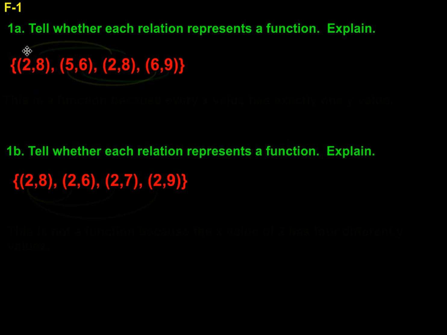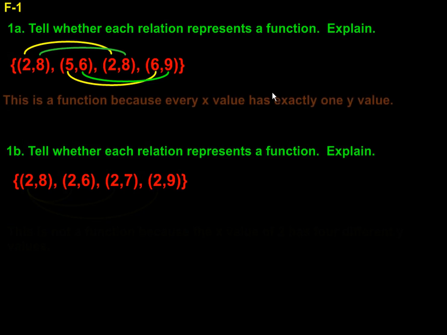So I notice immediately that for my x's that are 2, in order for this to be a function, my y's would have to be the same exact numbers, and they are. So the 2, 8 and the 2, 8 indicate that this is in fact a function. Now let me look at the other two pieces of this. I have a 5, 6 and a 6, 9. Well, my x's are different numbers and my y's are different numbers. So that supports the idea that this whole set is a function. And so I can classify this as a function because every x value has exactly one y value.